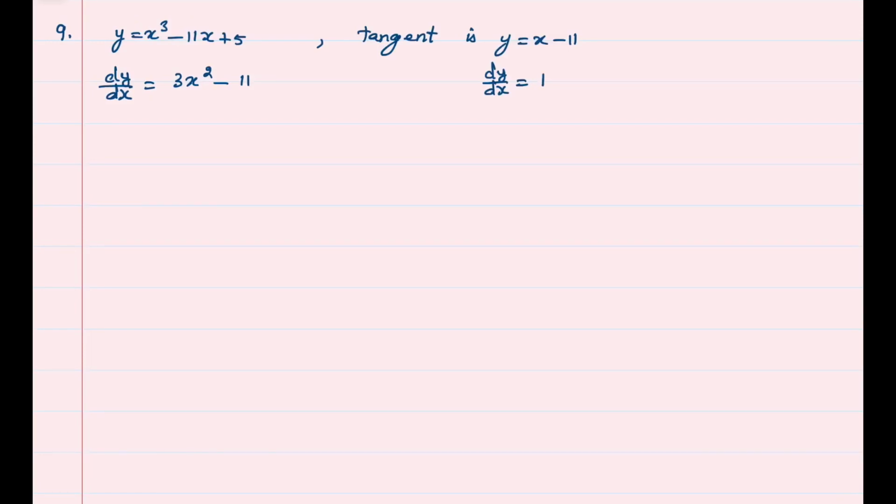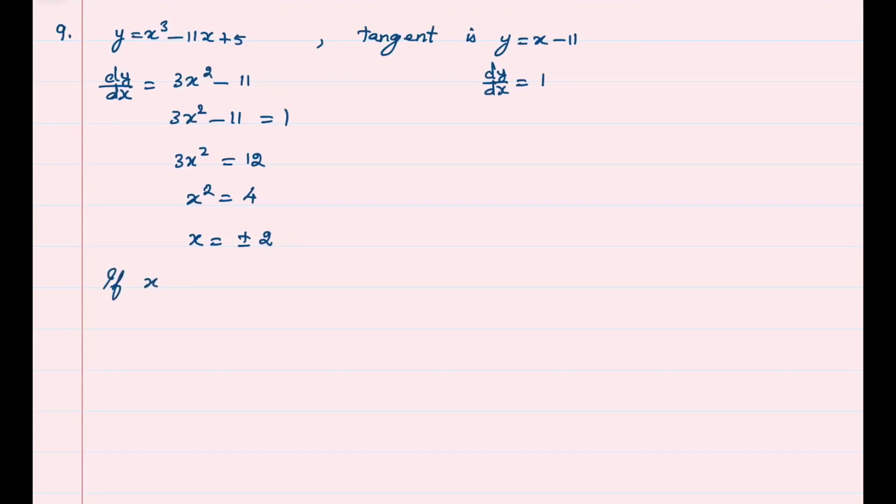And this is the tangent to the given curve. These 2 slopes must be equal. 3x square minus 11 is equal to 1. 3x square is 12. X square is 12 over 3, 4. So we get 2 answers for x, plus or minus 2. Since we are getting 2 points for one given tangent, we have to substitute in both the equations and check whether we are getting the same answers for y.